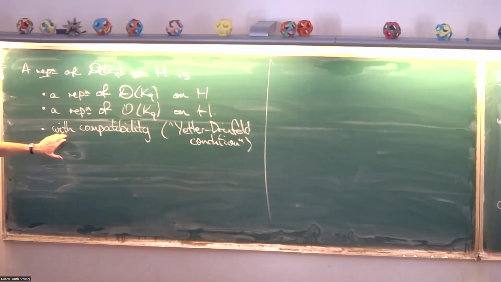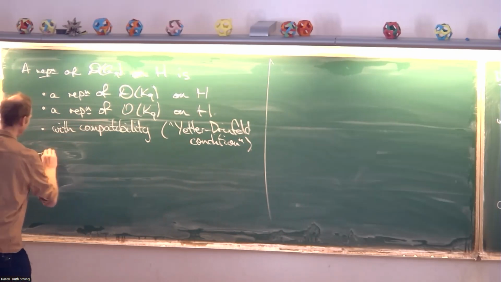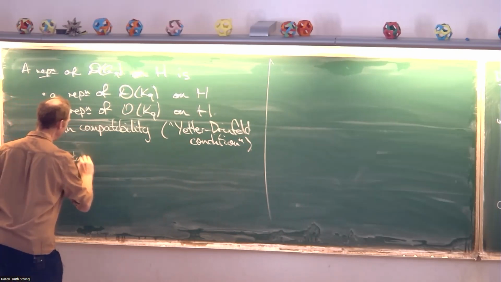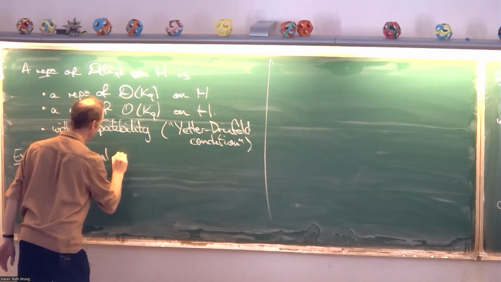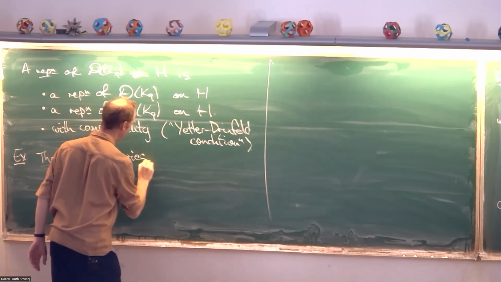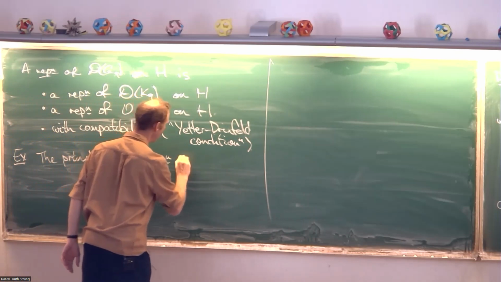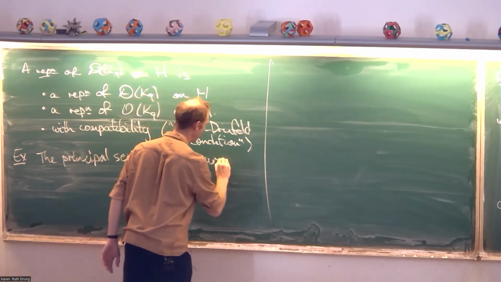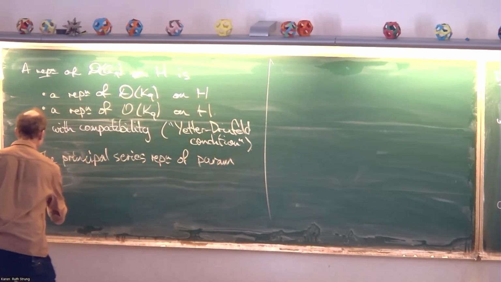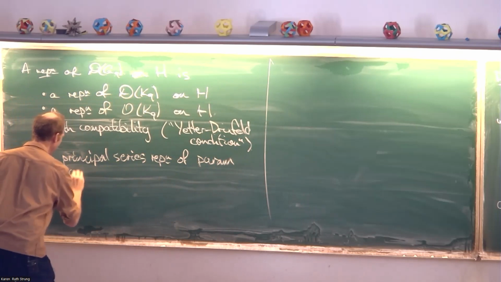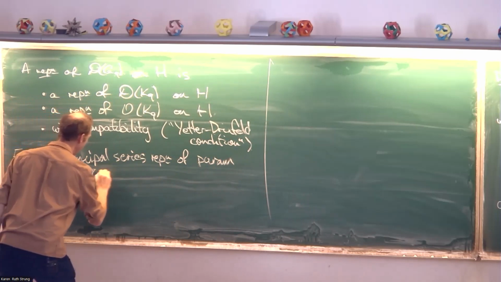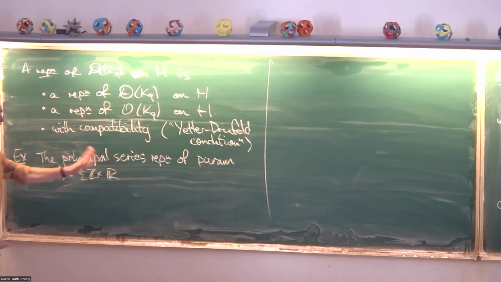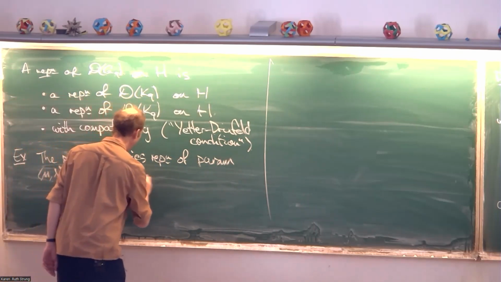I'm not going to write down what the compatibility condition is. You could interpret it from that. Let's do the example. So the principal series representation of parameter mu lambda in half Z cross R, maybe IR is better, but let's not split hairs, is as follows.